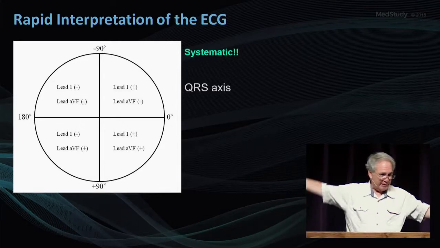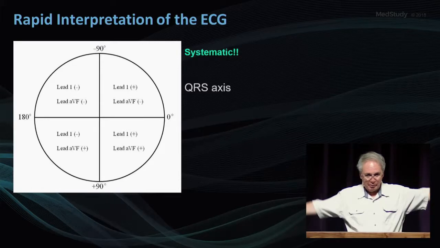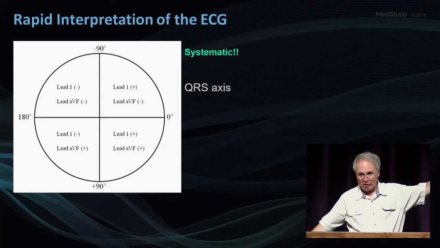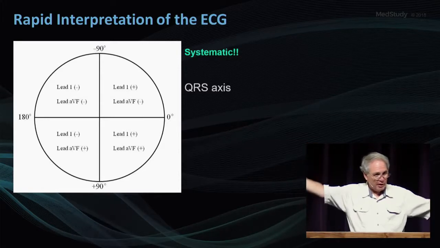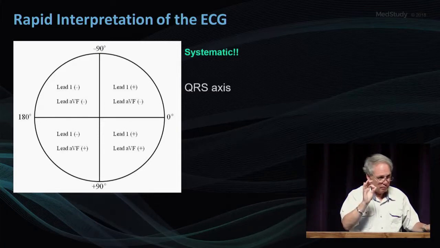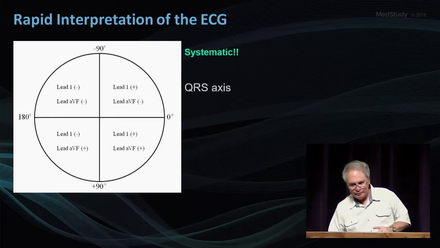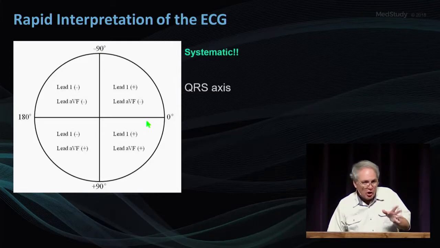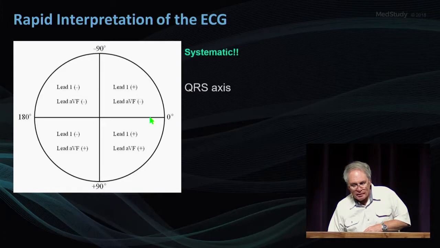We are looking at these leads in the frontal plane: 1, 2, 3, AVR, AVL, AVF, and we're trying to decide where the QRS is pointing to mostly. In a normal child and adult, the normal axis will be between 0 and 90 degrees, which means lead 1 will be positive and lead AVF will be positive.